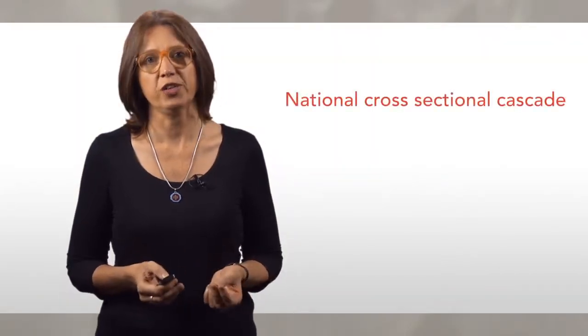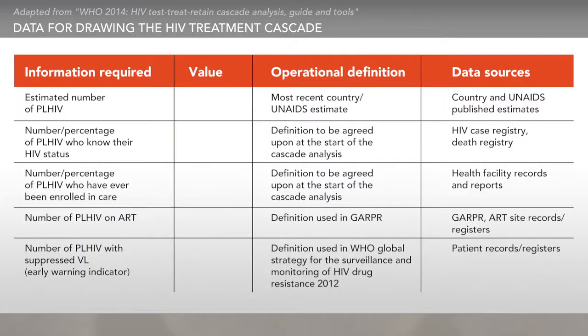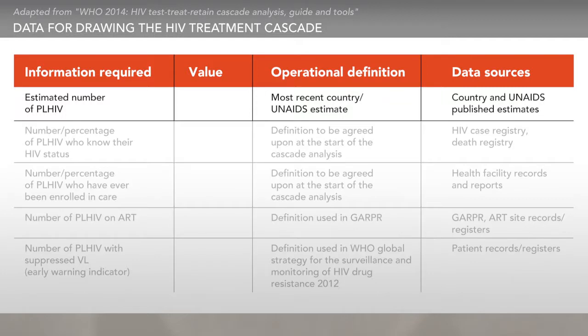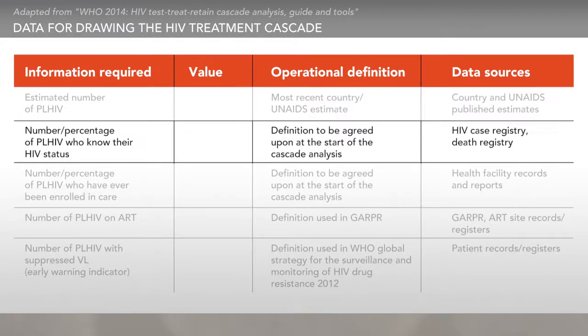We are now going to discuss the national cross-sectional cascade. This graph attempts to show the overall national picture for a given year. The first bar is the estimated number of people living with HIV, which we will discuss in the lecture later. The second bar shows the number of people living with diagnosed HIV who are currently alive.